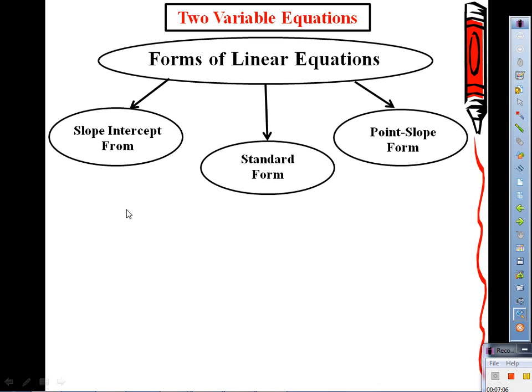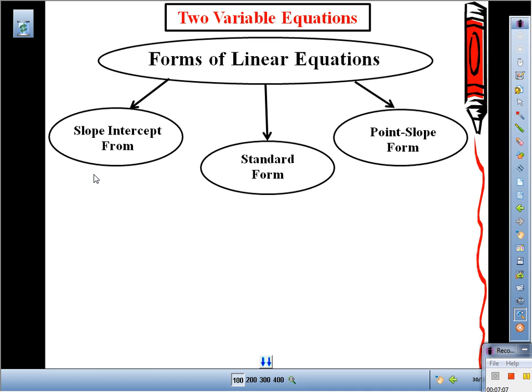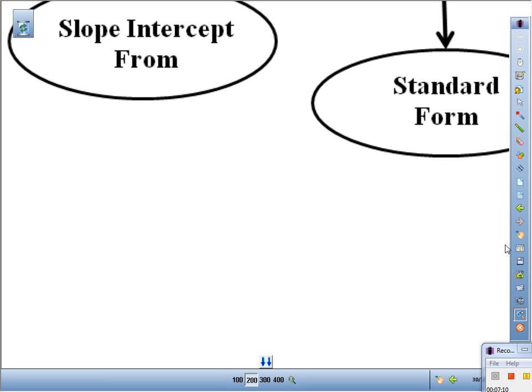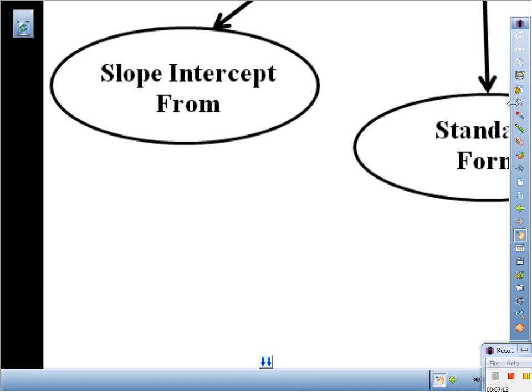I'm going to zoom in, and I'm going to start with slope-intercept form. Get your colored pens ready if you have them. Here we go. First form is slope-intercept form. I'm going to go this way. And that form looks like this.